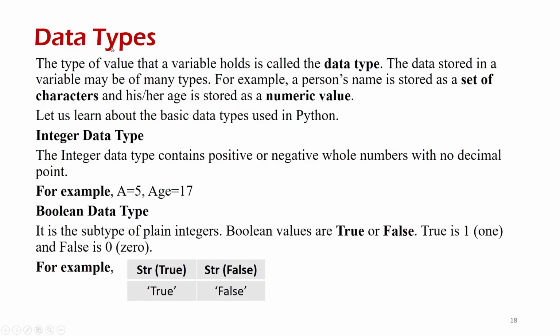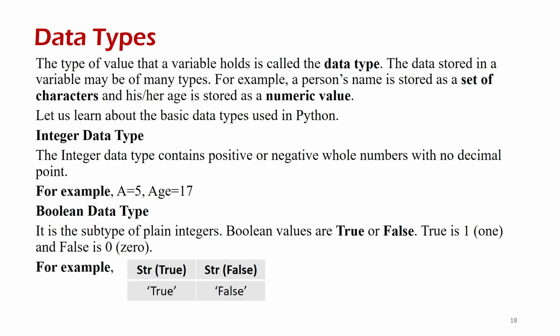Now data types. We can use several types of data in all the programming languages. Here, since we are studying Python, we will now see how many types of data can be used in this language. The type of value that a variable holds is called a data type. The data stored in a variable may be of many types. For example, a person's name is stored as a set of characters, and his age is stored as a numeric value, that is how many years old he or she is.